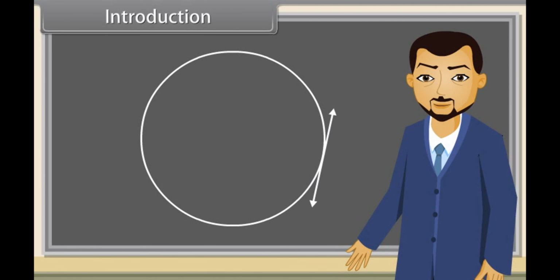Correct. And what do we call this line? Tangent. Yes, this is a tangent of the circle. Today we will study about circles and tangents. Objectives.